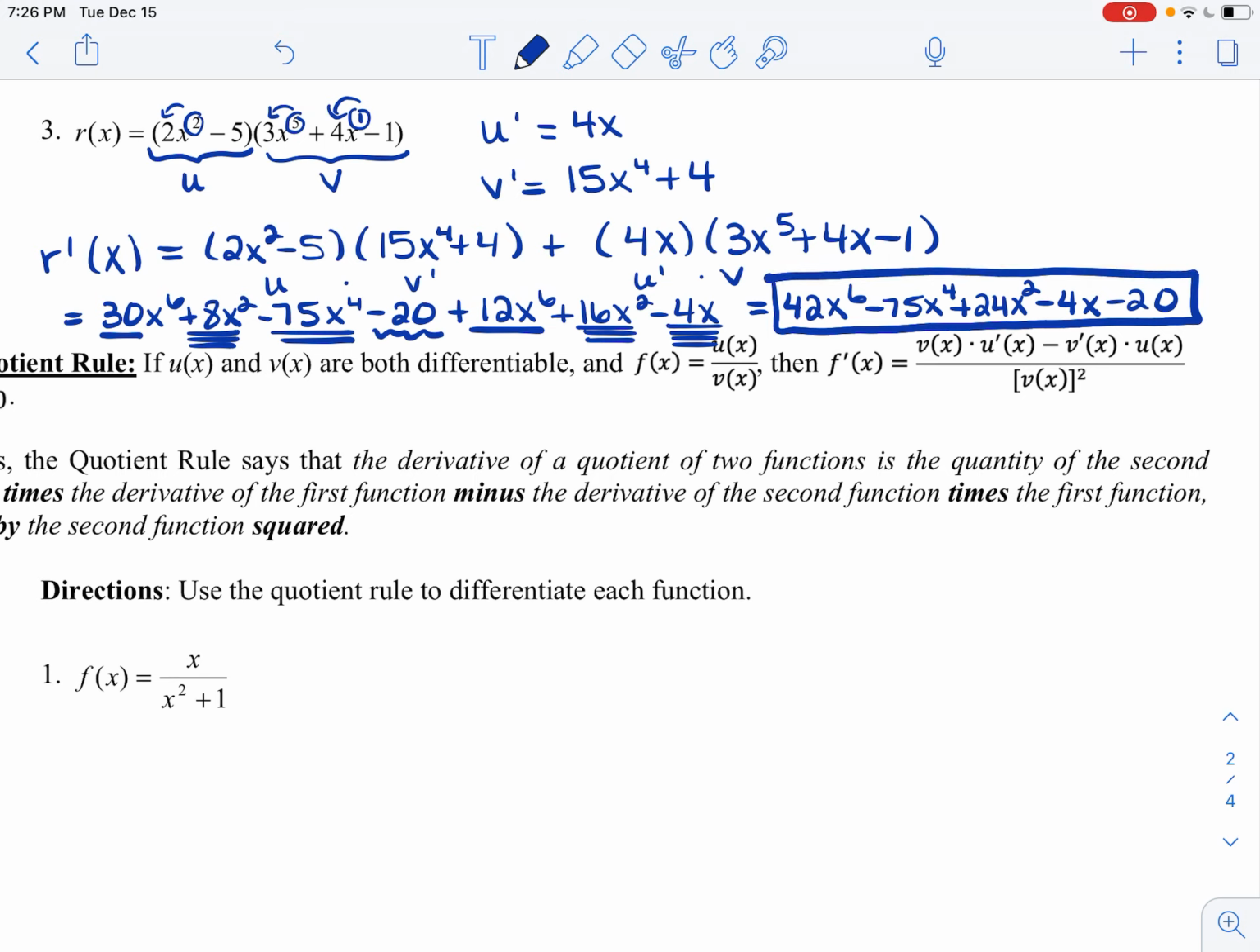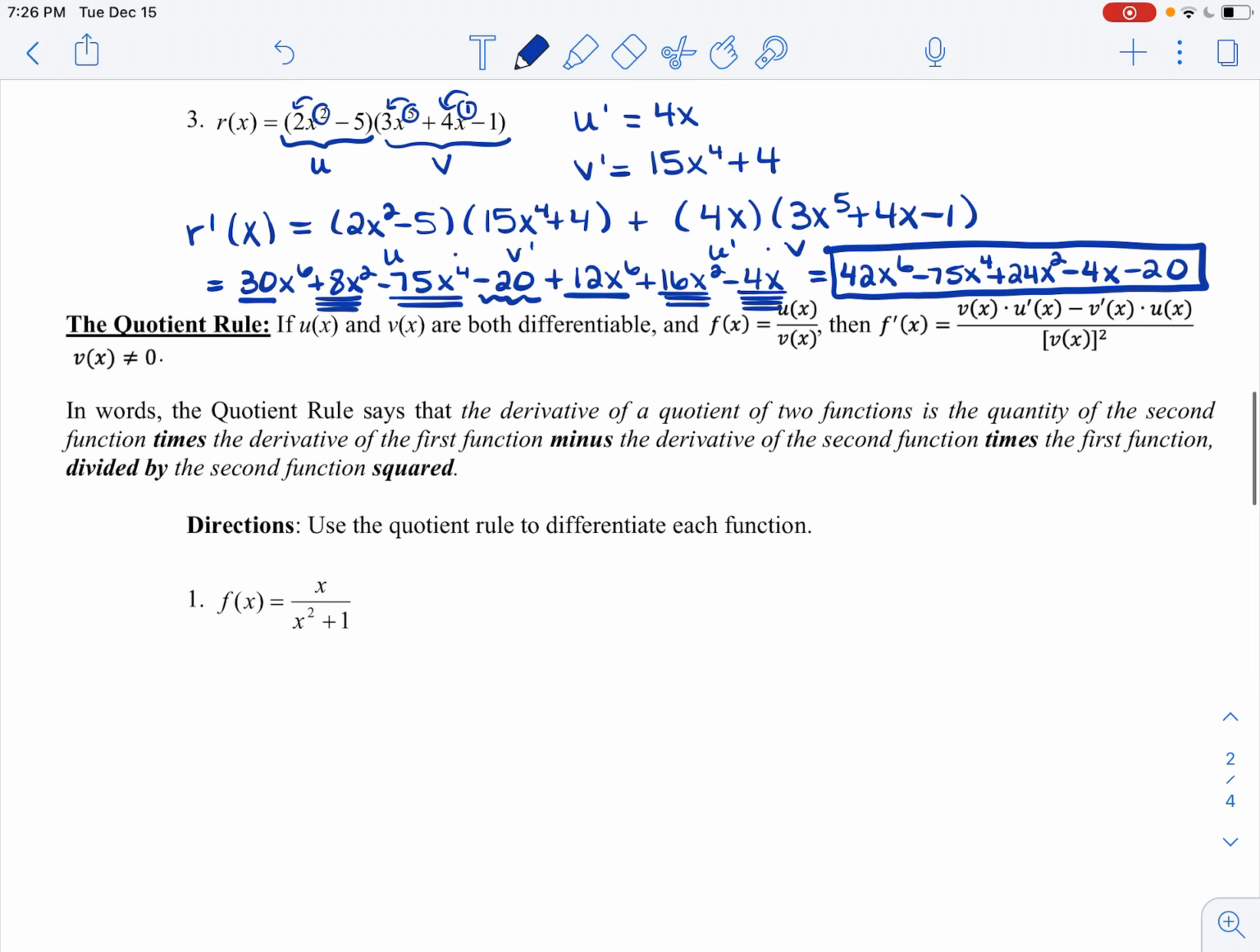Okay, so now what I'd like to do is talk about a rule that we can use when we're dividing functions, and we call this one the quotient rule. So the quotient rule, we take a look here. If you have a function made up of the quotient between two other functions, we're going to again call them u and v. So if you have u of x divided by v of x, like we have here, then the derivative using the quotient rule would come out to be the following.